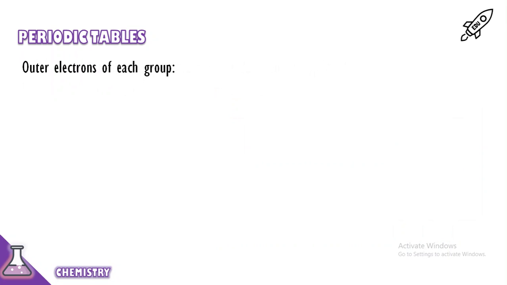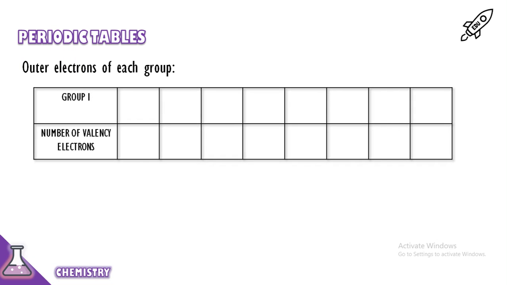So let's have this table and mention the outer electrons of each group. In group 1, the number of valency electrons is only 1. Group 2, we have 2. Group 3, we have 3 valency electrons. Group 4, we have 4. In group 5, the number of valency electrons is 5, then 6, 7, and so on. So that's a quick table showing the outer electrons of each group. Group 1 is one that you should try to memorize, and that's it. It's pretty easy actually.